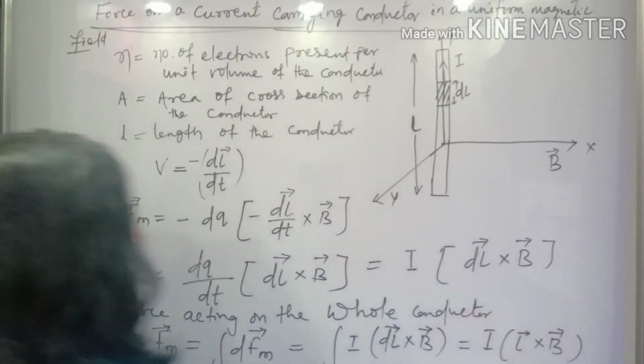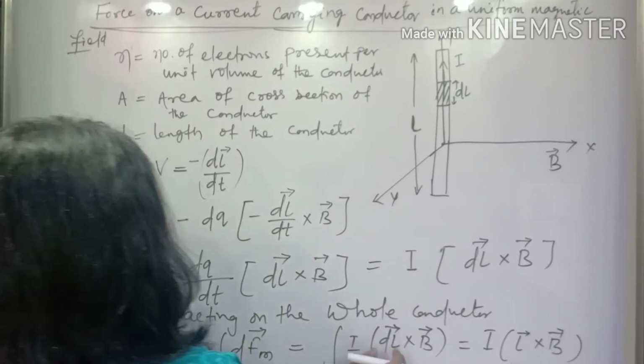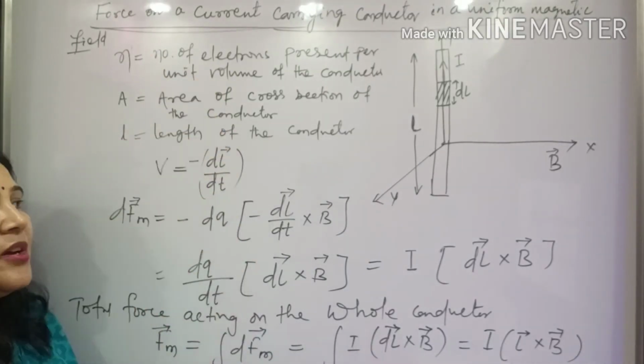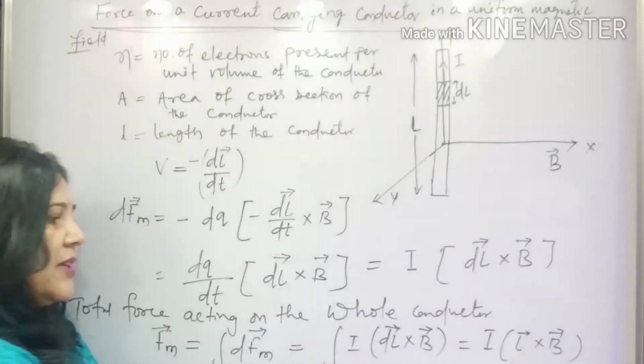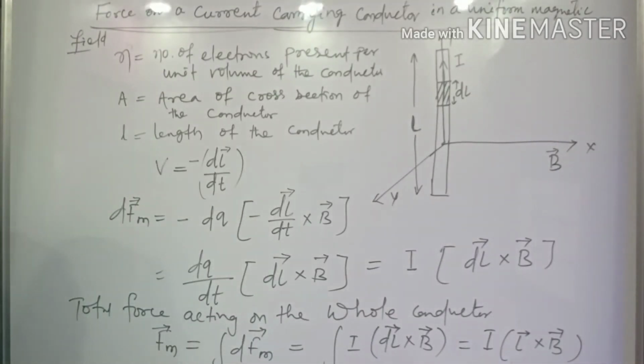Because B is constant, it will remain like that. I is also constant for a steady flow of current. So only integration will be done for this dl. So dl's integration is what? L, and L is the total length of the conductor that we have taken here. So that's it. This will be I L cross B. So this is your final answer here.